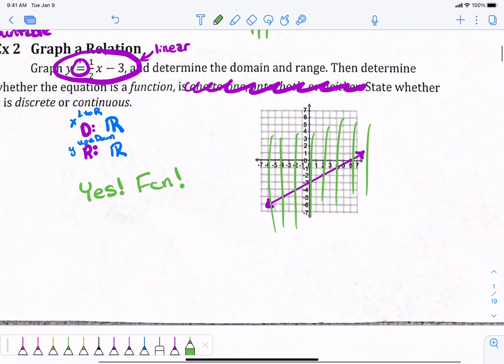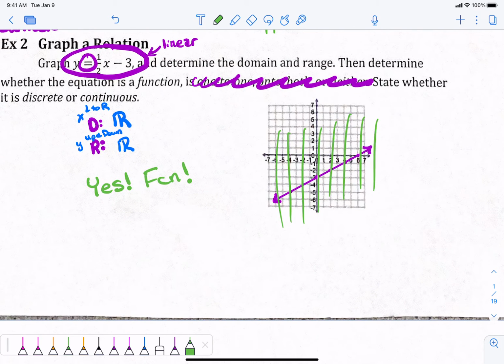And then state whether it's discrete or continuous. Is it finite or countable, or is it connecting everything? Yeah, it's continuous. So domain and range, all reals, yes, it's a function, and it is a continuous function. Make sense? Okay, moving on.